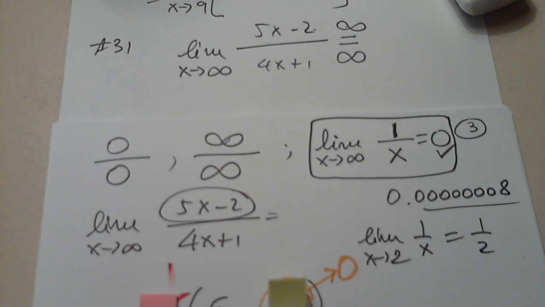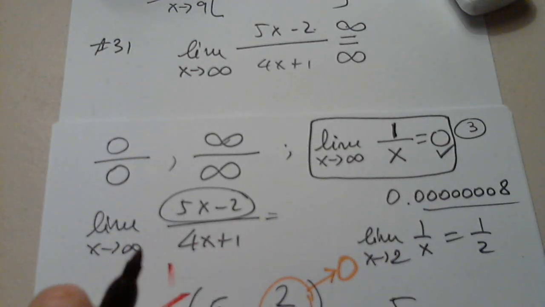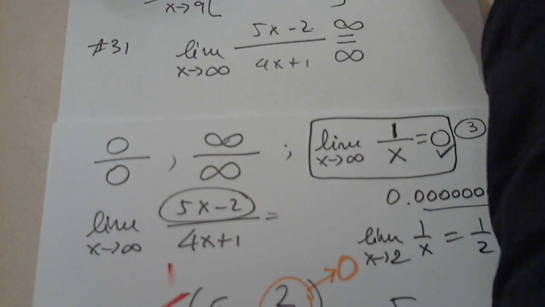What do you think the limit is? It's just 5/4. That's it. This is gone because they approach 0. Here I simplified. The limit of 5 is 5. The limit of 4 is 4. There is nothing else. I can't change those. So this is another technique, depending on the problem.